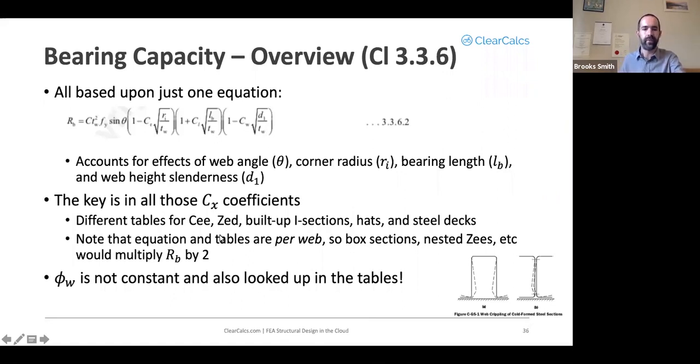The key to this equation is in all of those C sub x, C whatever, CR, CL, and CW coefficients. There are tables of values that you're going to use to look up what all of those C coefficients are, and different tables for C sections, Z sections, built-up I sections, hats, or steel decks. Of note, the equation here and all the coefficients in those tables are per web. So if you have a box section, if you have nested Z's, if you have anything else that's going to give you multiple webs over one bearing location, then you would multiply this by 2 or however many webs you have. Also, phi sub W, your phi factor for bearing, is not a constant. That has to be looked up within the tables as well.